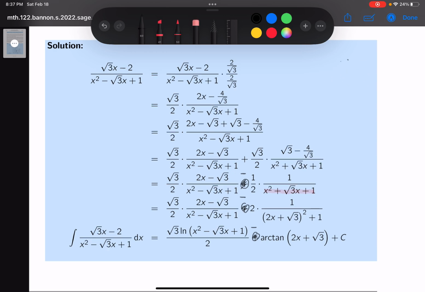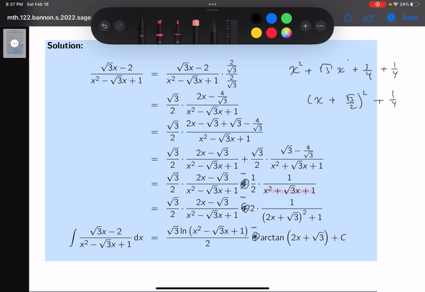And that's x squared plus root 3 x. Half of root 3 is root 3 over 2. When you square it, you get 3/4. But I do want 1, so it'd be 1/4. Well, what do I get over here? x plus root 3 over 2 squared plus 1/4.